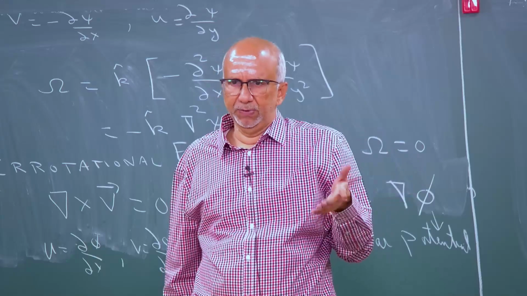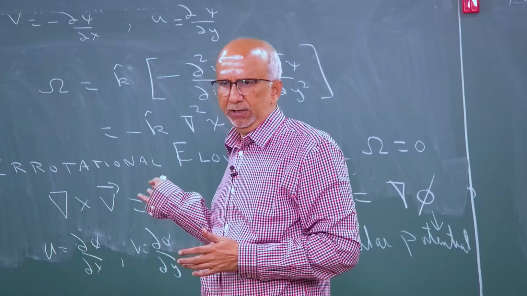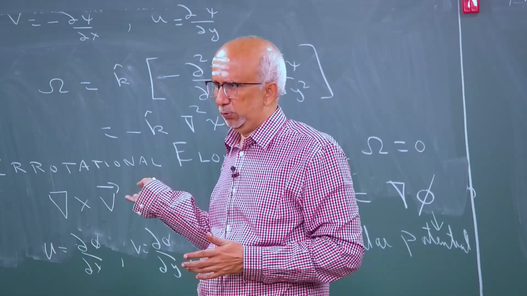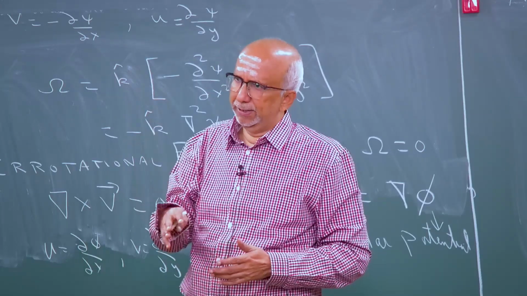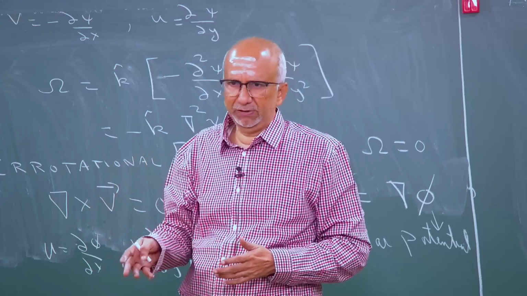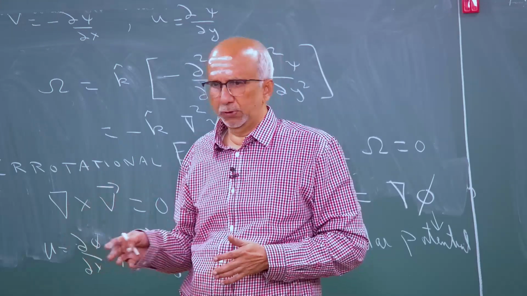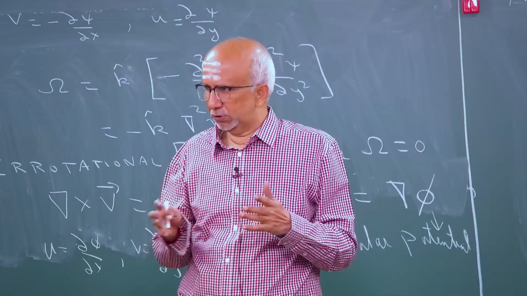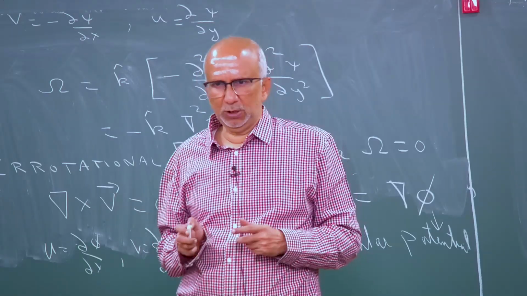I can find phi. Once I find phi, I can find u and v, the velocity components, because u is grad phi, and then put it in my Navier-Stokes equation, find pressure. For irrotational flows, life looks very simple, right? There is only one thing.